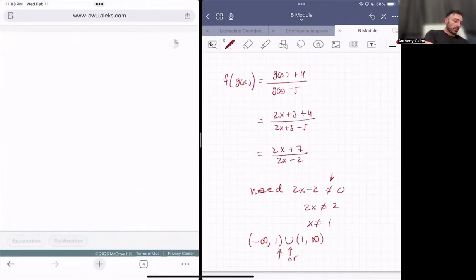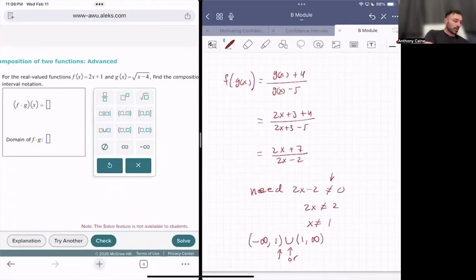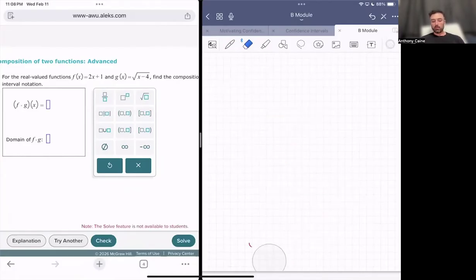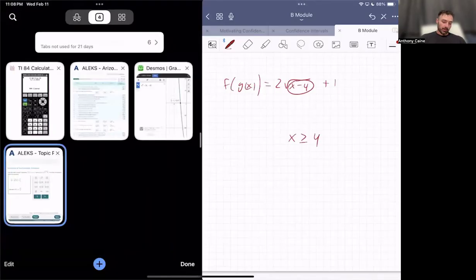Cool. Let's try another. Okay, and so then f of, sure, whatever. No, I think I'm good with this one because there's just going to be a square root. You just make it positive, but maybe I'll help you all out. So we have f of g of x, and so this is 2 times g of x minus 4, plus 1. And so you need this to be non-negative. All right, that's good for that.